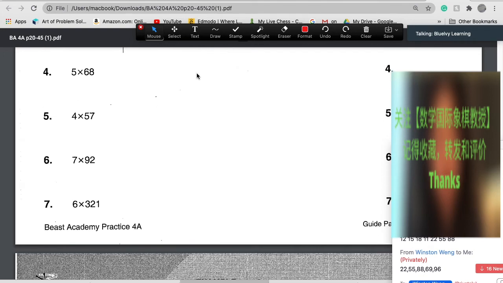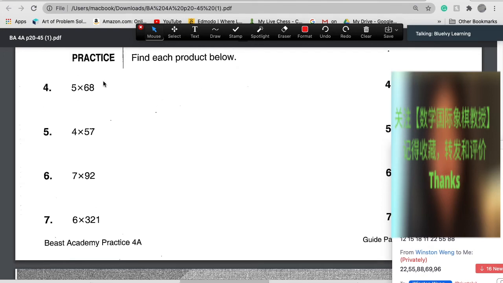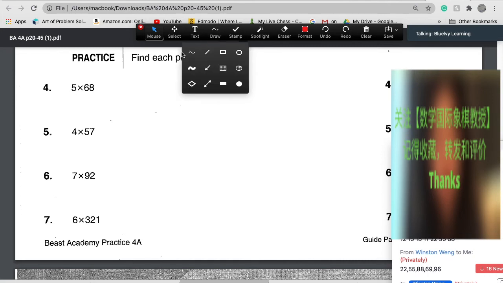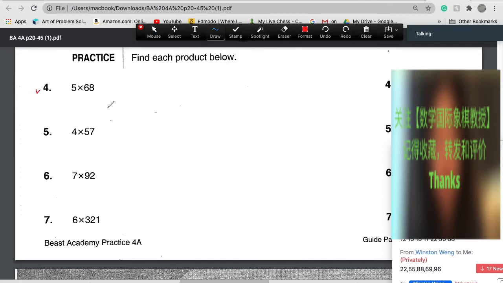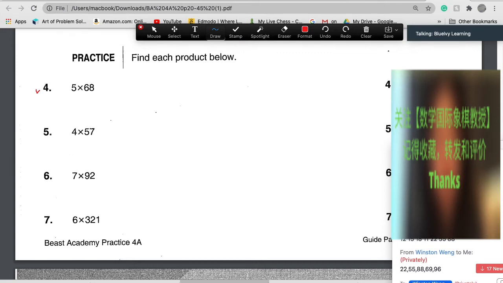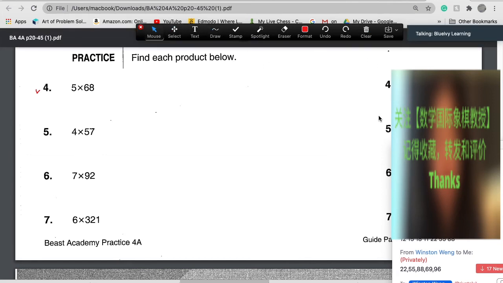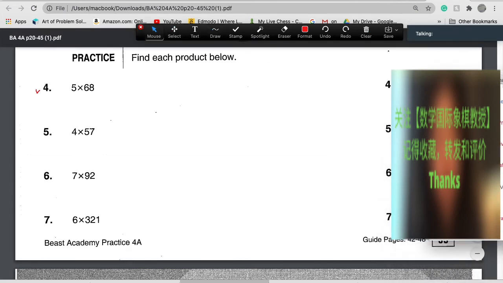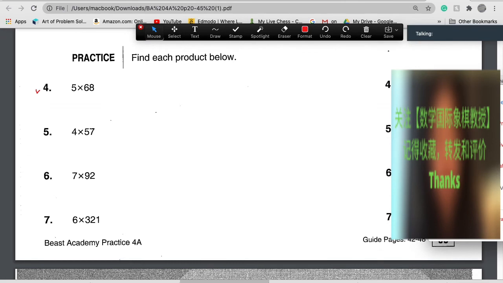Okay, everybody send me the answer for number 4. Now let's everybody do this. What's your answer for number 4? Send me private chat. Send me a private chat, your answer. What's your answer for this?